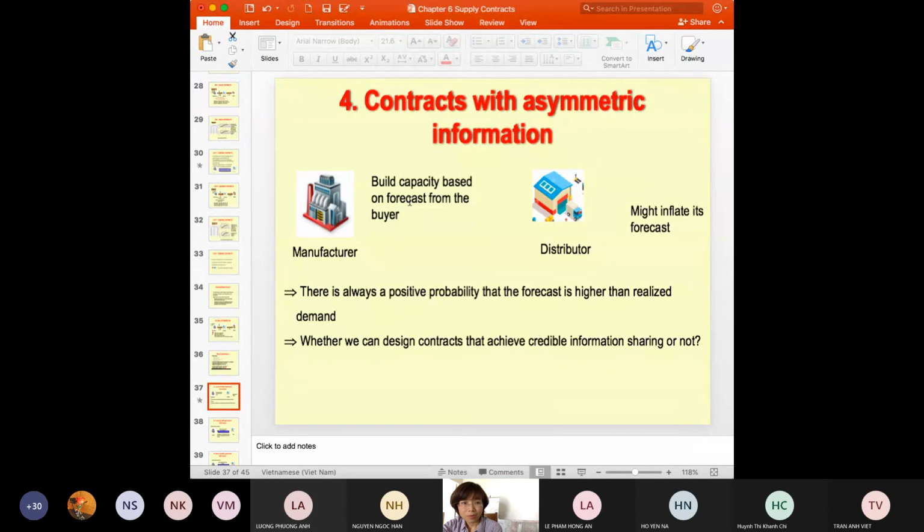Right now, we move to the contract with asymmetric information. Any questions for me?